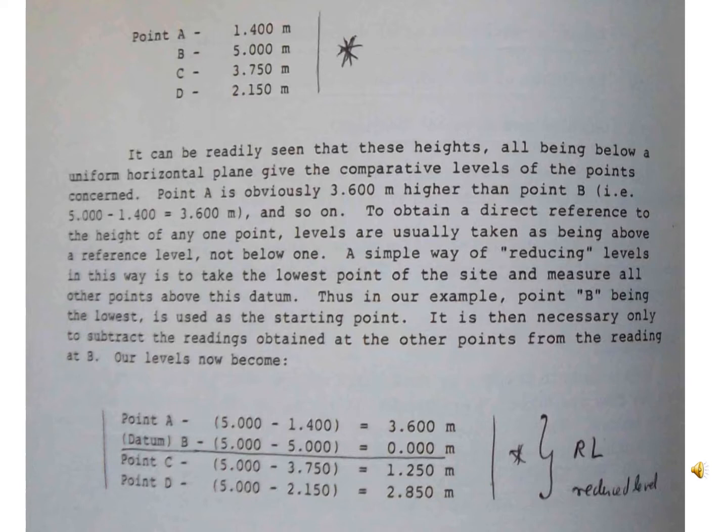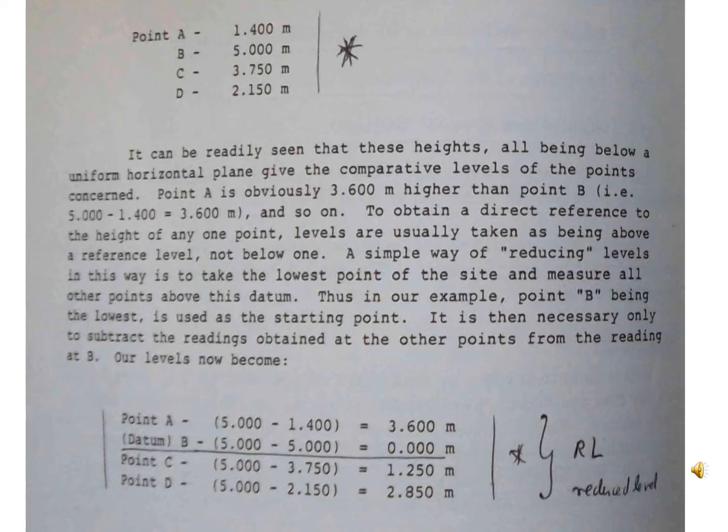So this is a survey, this is an indication. So the point A, you take 5 minus 1/4, so there will be 3/6. If you take the datum as 5 meters, then point A will be 5 minus 1/6, you will be at 3/6. Point B, 5 minus 5 is 0, and point C, 5 minus 3.75 is 1/25. Point D is 5 minus 2.15, so 2.895. This is what we call the reduced level measurement.